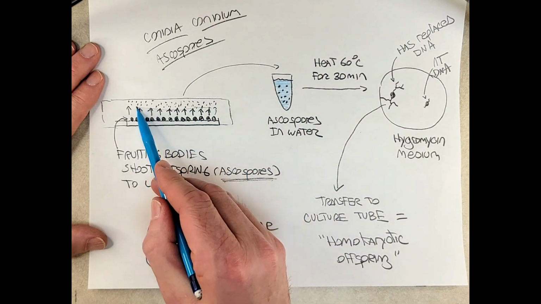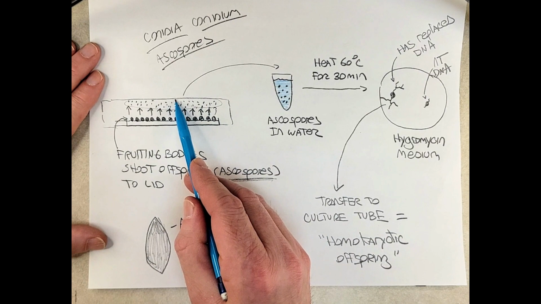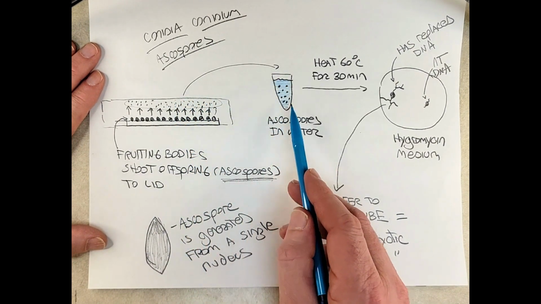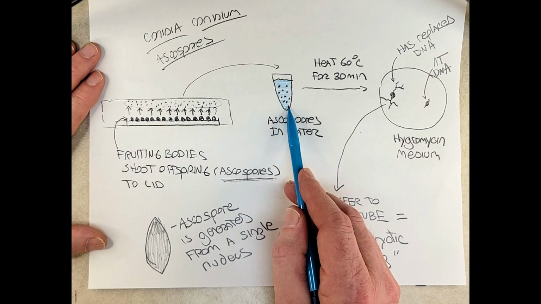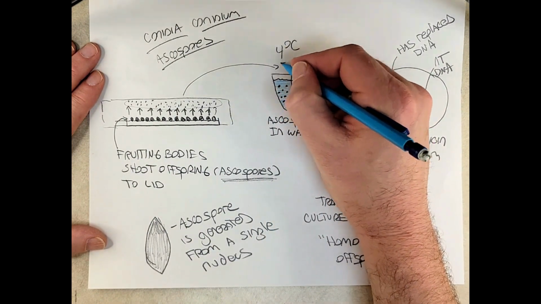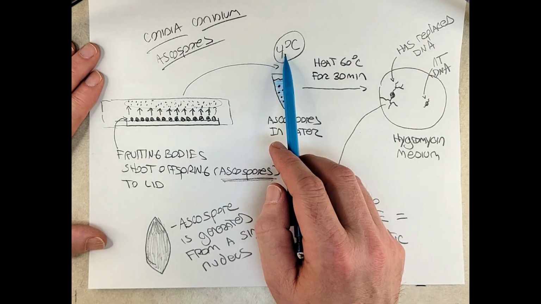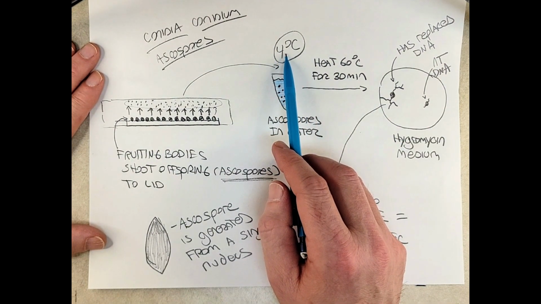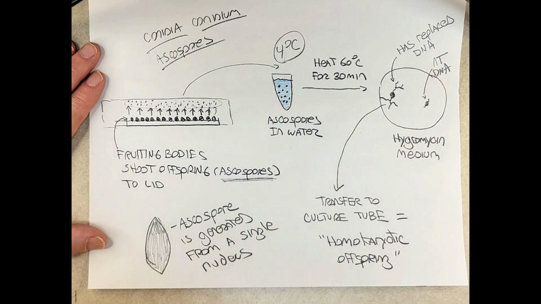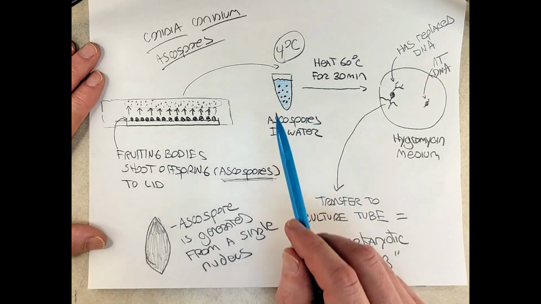So these ascospores right here are shot to the lid. We can suck them off the lid into some water. We can make a water suspension of the ascospores. We can store these at 4 degrees Celsius pretty much indefinitely. They last a very long time, some decades. Some people think decades or up to 50 years. So they're very stable in water in the dark at 4 degrees Celsius.